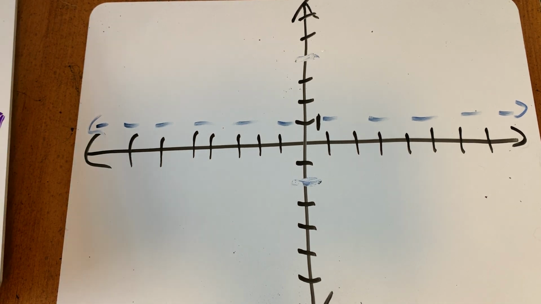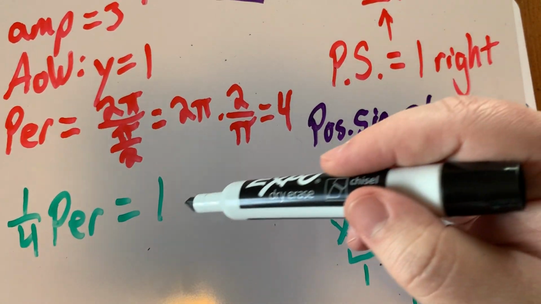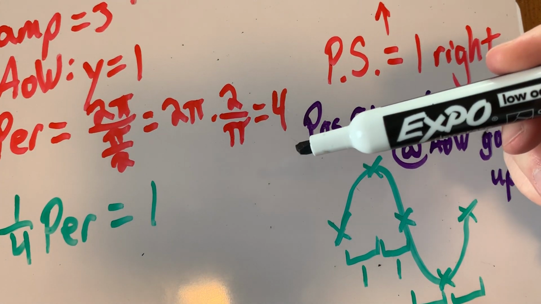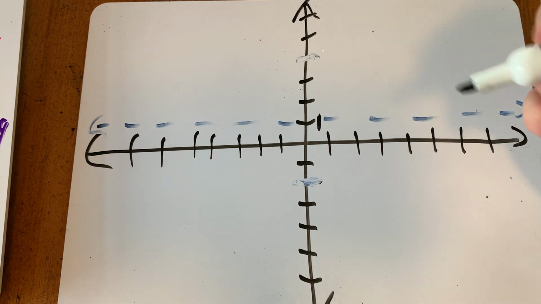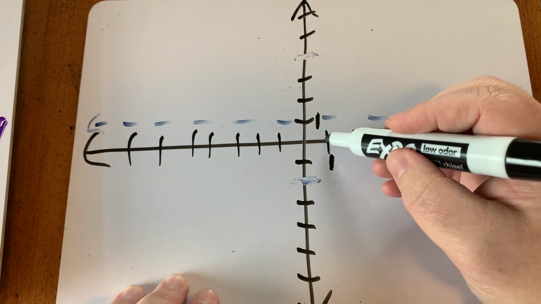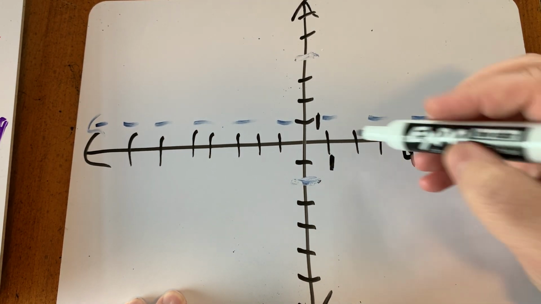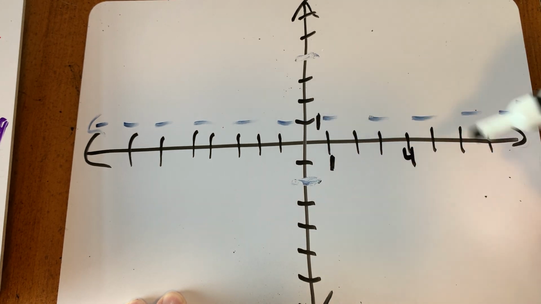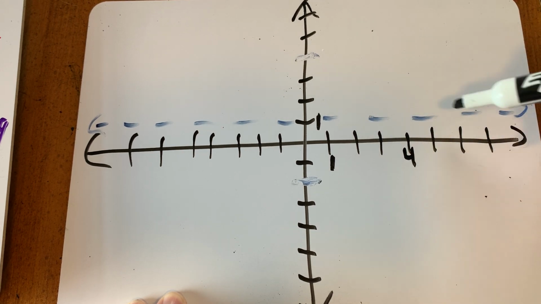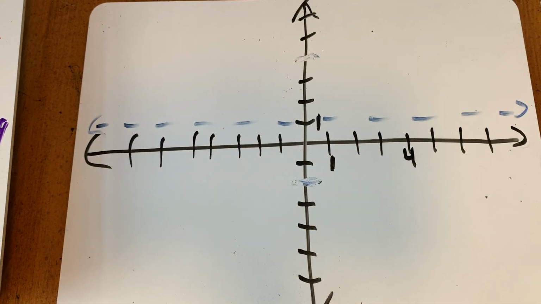For the horizontal, though, our period is 4, and our critical points are every 1. So I'm going to do a scale of 1. So every tick mark, we're going to hit one of our critical points. And that'll be 4. So we should have 1 full cycle between 0 and 4, 1 full cycle between 1 and 5, 1 full cycle between 2 and 6, so on and so forth. And it'll just follow backwards as well.